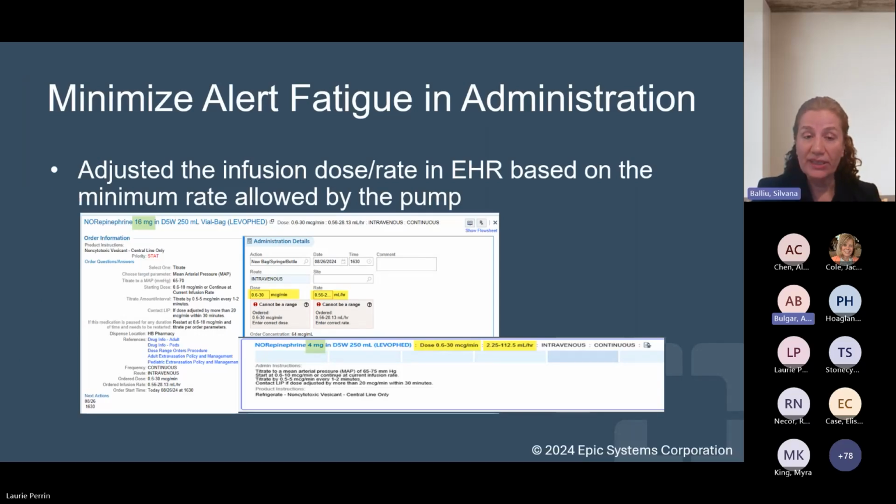So instead of our clinicians trying to figure out the starting dose for each medication, we changed the orders in our EHR with the starting dose that was supported by the pump, so with a dose that was above the minimum rate supported by the pump. This minimized the alert fatigue overall on administration. Next slide, please.